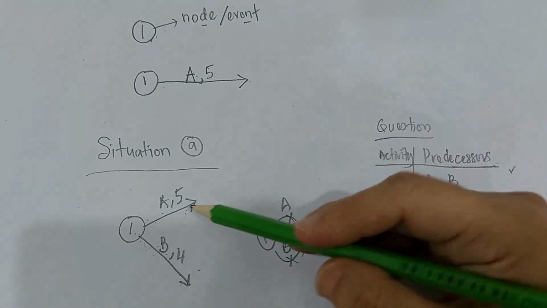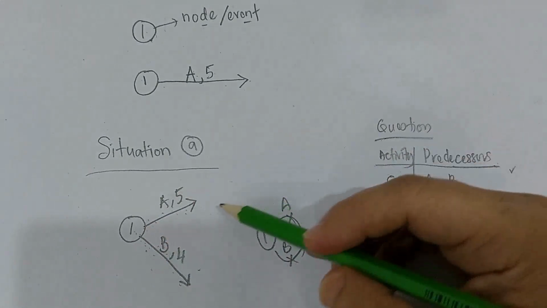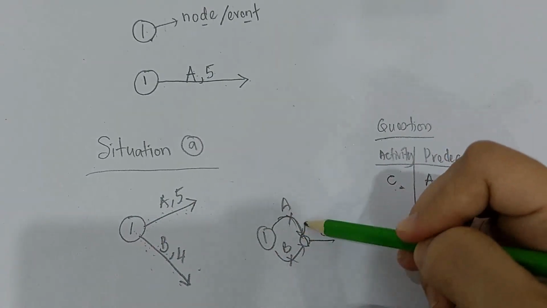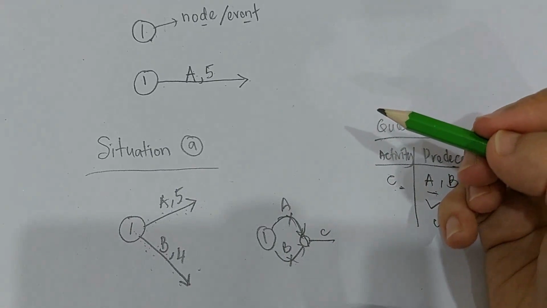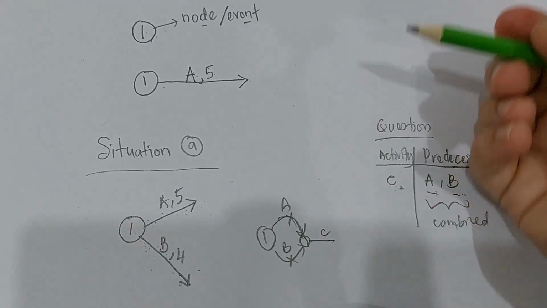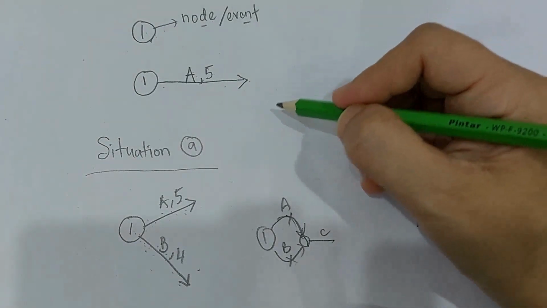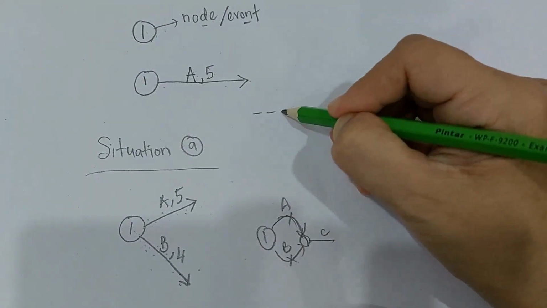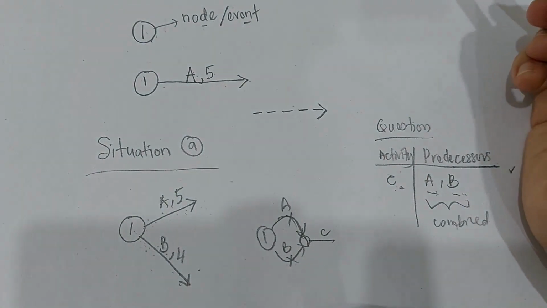To draw this, because two activities come from the same event, we cannot simply combine them in the end like this. Tak boleh. So how to combine? We need to use a line which we call a dummy line. So how does a dummy line look like? A dummy line is a broken line like this. So this is a dummy line, a broken line.